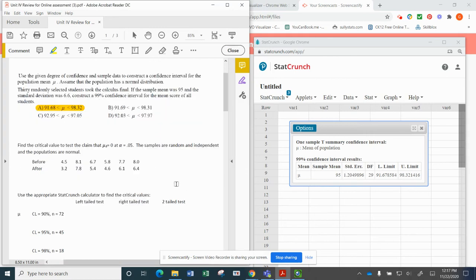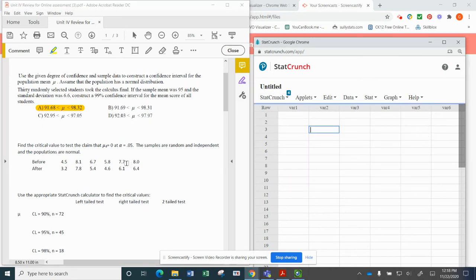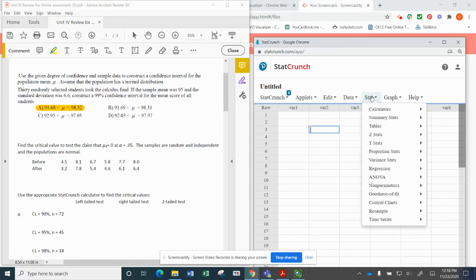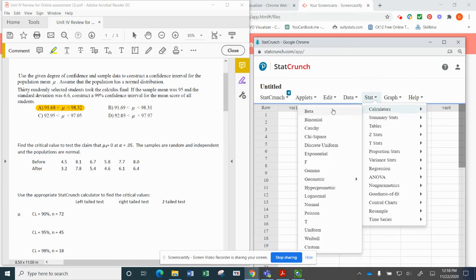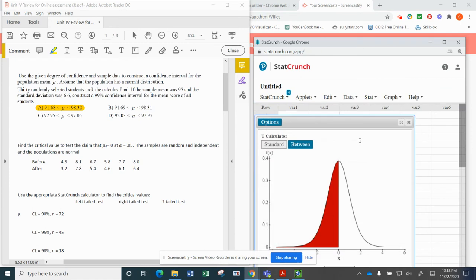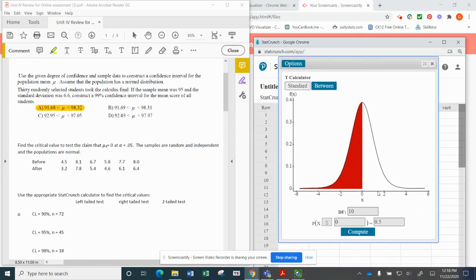Okay, find the critical value to test the claim that mu of d is equal to 0 at alpha equal to 0.05. The samples are random, independent, and the population is normal. Okay, so I'm going to close this down, and this is asking you to correlate a critical value, a t-value, to a probability of 0.05. The complement of that would be 95%. So we're going to be going into t-calculators, because we use calculators to help us associate test statistics and critical values to probabilities.